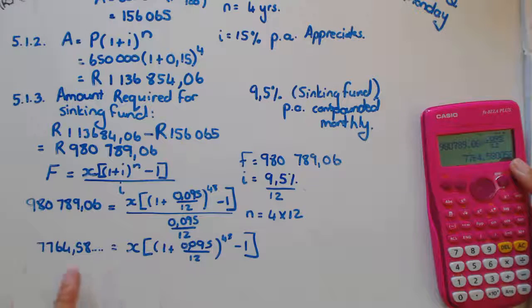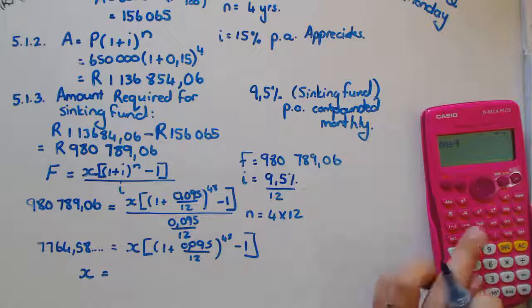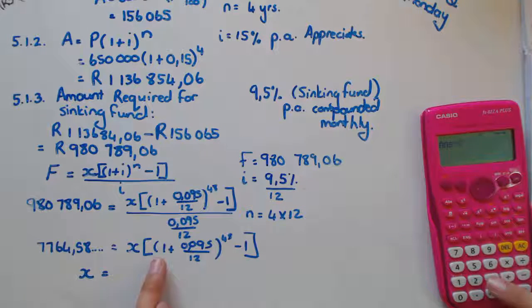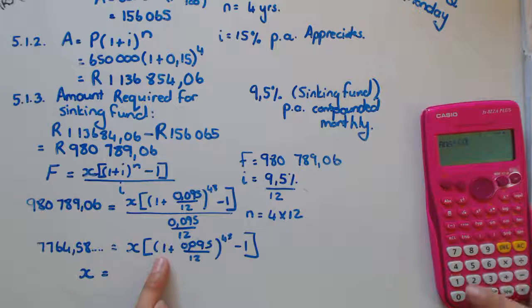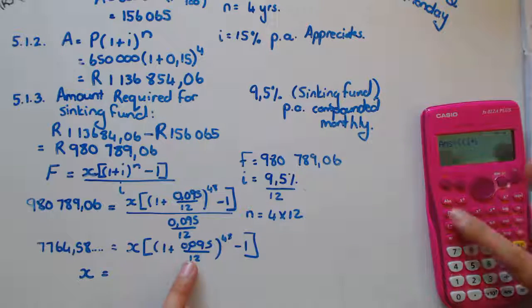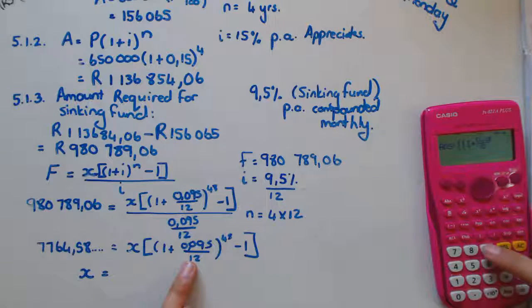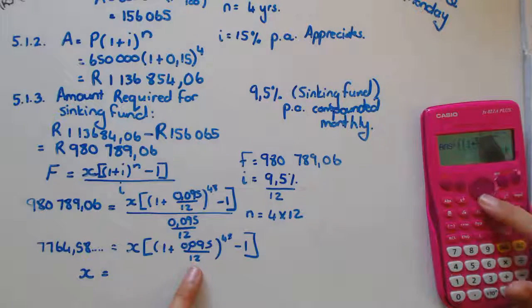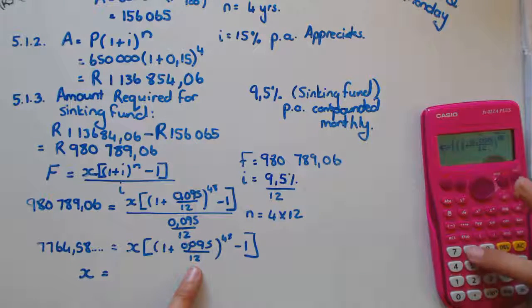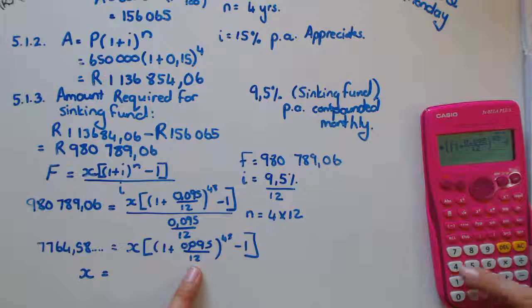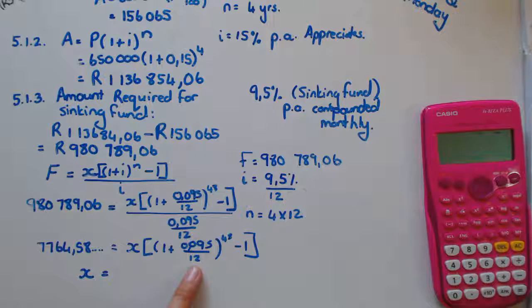Okay, and then to get the x alone, I'm going to take this number and divide it by this bracket. I'm going to do that immediately. So I'm going to just press divide and then press exactly in my calculator 2 brackets. 1 plus fraction 0.095 over 12. Close the first bracket to the power of 48 minus 1. Close the second bracket and press equal.